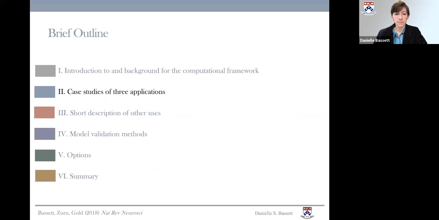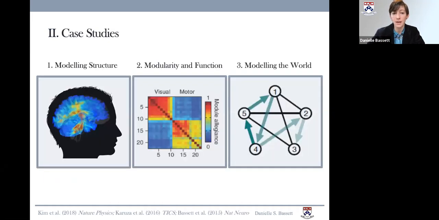So that brings me to the case studies. In the first case study, we're actually going to test that small world model as a generative model of the brain. But I'll also talk through two other case studies that hopefully together will help give you a flavor of the kinds of questions that are being asked in the field. So in the first case study, we're going to talk about modeling structure. Modeling the structure of the brain.